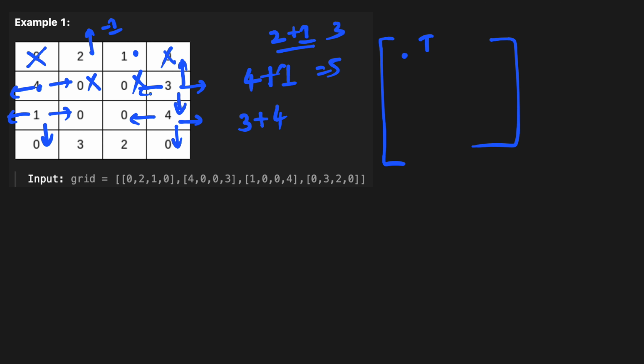And now we have explored all the connected water cells. So the total number of fishes we will collect will be 7 in this case.